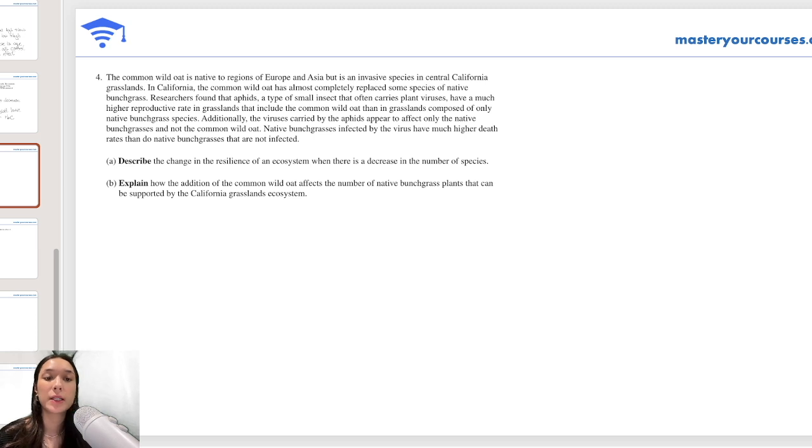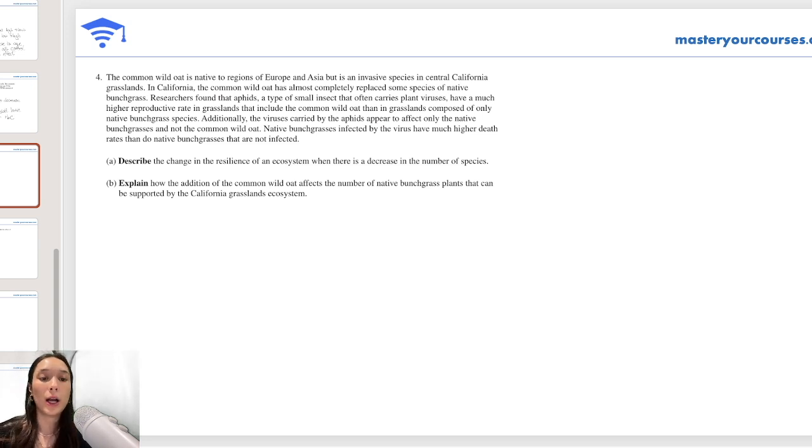Okay, so for number 4, it says the common wild oat is native to regions of Europe and Asia, but is an invasive species in Central California grasslands. In California, the common wild oat has almost completely replaced some species of native grasslands. Researchers found that aphids, a type of small insect that often carries plant viruses, have a much higher reproductive rate in grasslands that include the common wild oat than in grasslands composed of only native bunchgrass species. Additionally, the viruses carried by the aphids appear to affect only the native bunchgrasses and not the common wild oat. Native bunchgrasses infected by the virus have much higher death rates than do native bunchgrasses that are not infected.